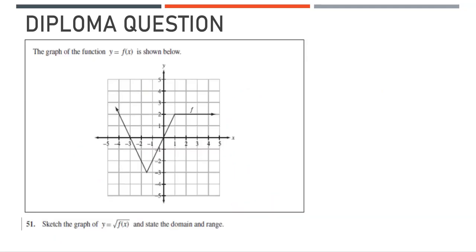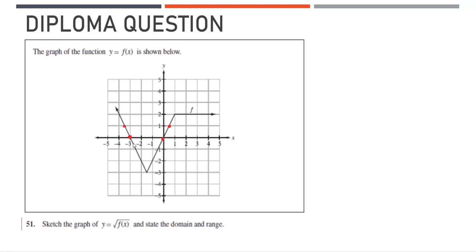Let's take another look at a diploma question. The graph of the function y equals f of x is shown below. Sketch the graph of y equals square root of f of x and state the domain and range. When I'm going to take the root of this graph, I'm going to look for some key points. I know the x-intercepts are key because those are invariant points. Same for the height of 1. Those are invariant, so right away I can plot those when I'm taking the square root of something.